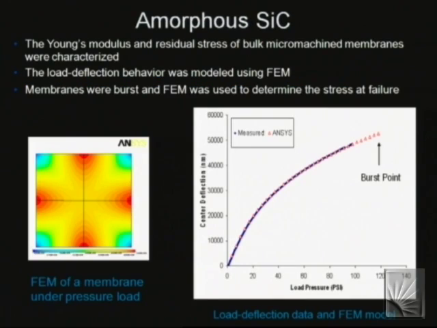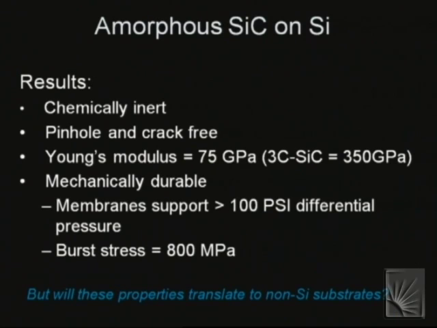We're looking at that in more detail. We could micromachine membranes from these films, and we did so, and we used our load deflection testing, and we found, again, a typical load deflection behavior. And we found in this particular case that the films had an effective Young's modulus even lower than before, around 75 gigapascals.